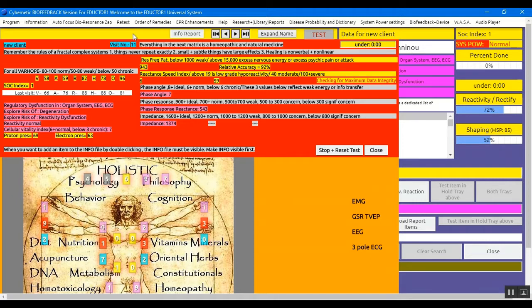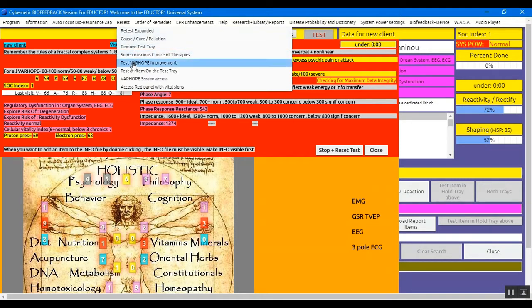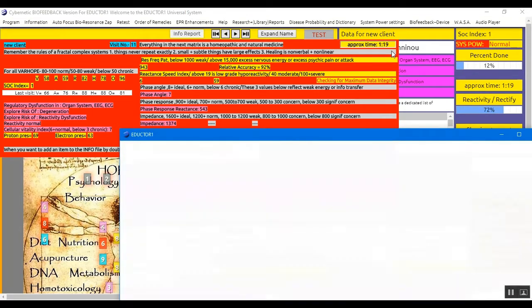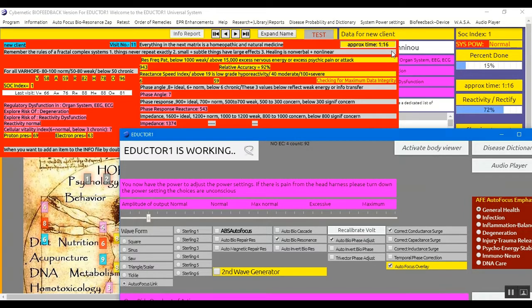At the end of each session, you can go here to retest and test VARHOPE improvement. By clicking it once, it goes into a 1.5-minute retest. This will give you new values on your VARHOPE along with a percentage of improvement. You will notice it in less than a minute. The percentage represents how much the person has reached and reacted and improved electrically from their session.